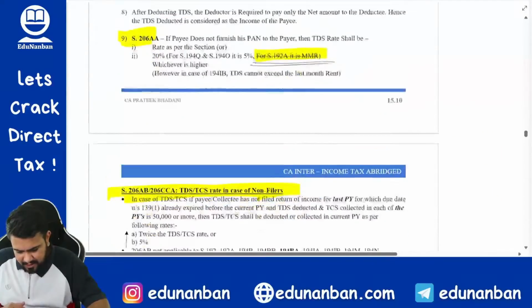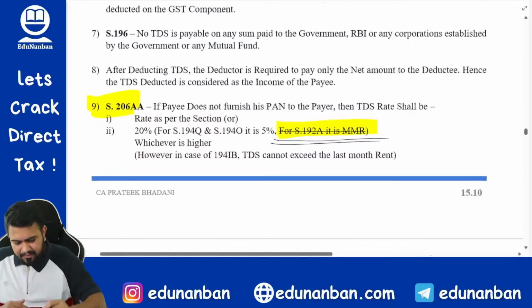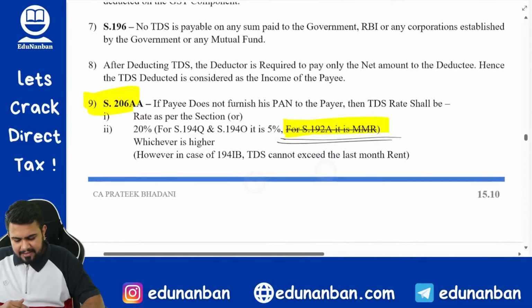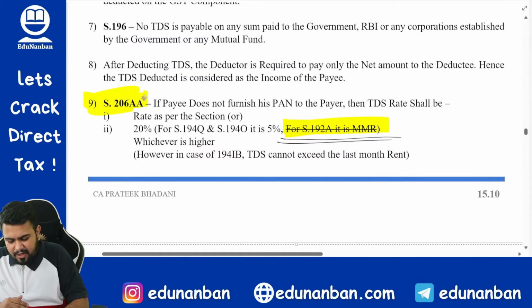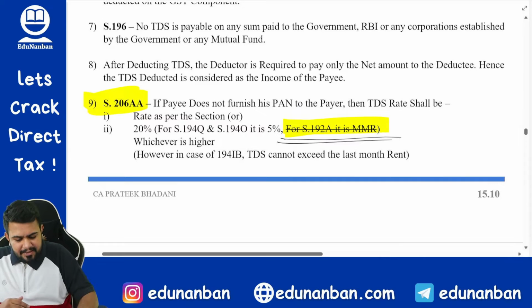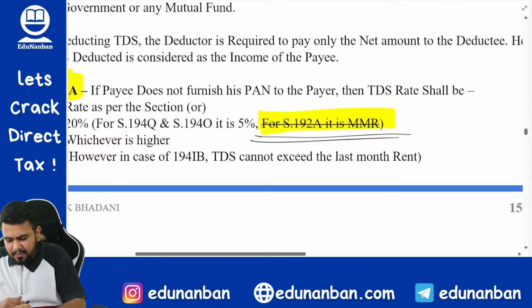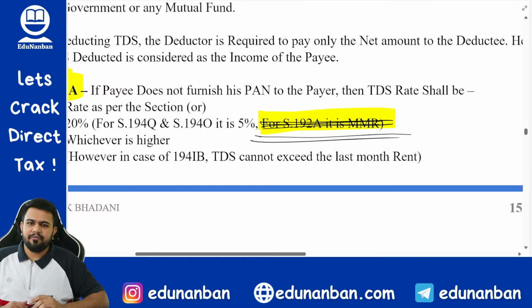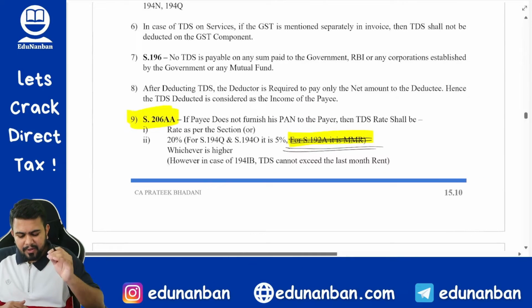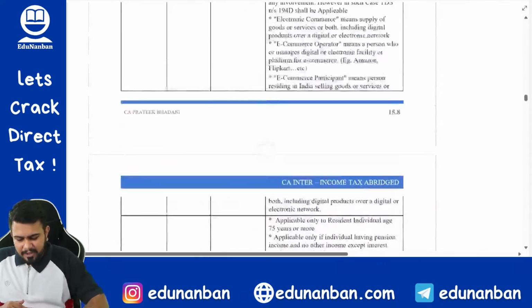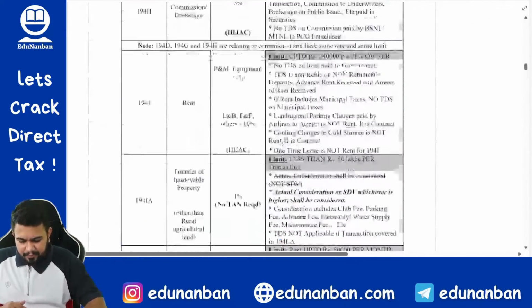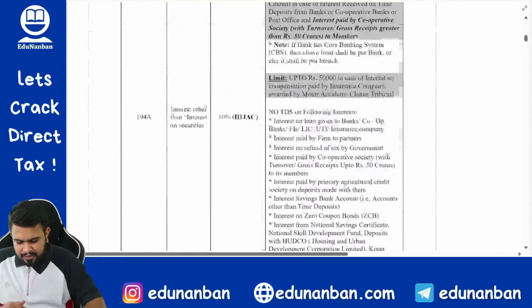In section 206AA, it is given, right? If PAN is not mentioned, then what will happen? In this section, I have given a special point relating to 192A. You please strike this point off. Fine. So for 192A also, the normal provisions will apply if the PAN number is not mentioned by the payee. So this is a small amendment.